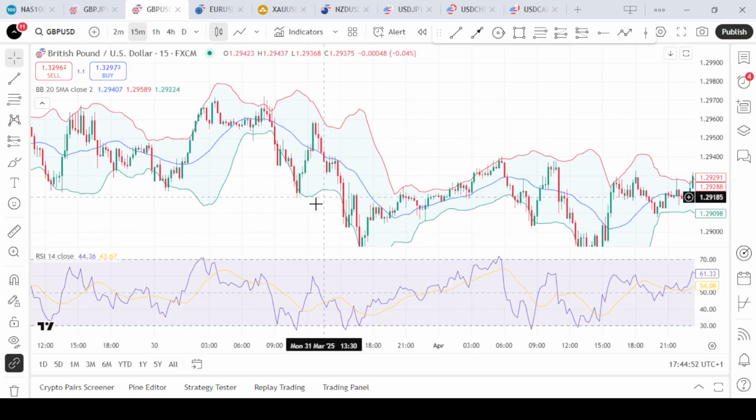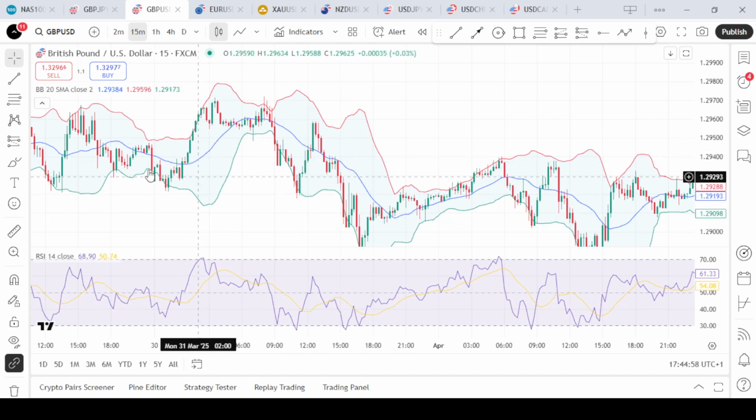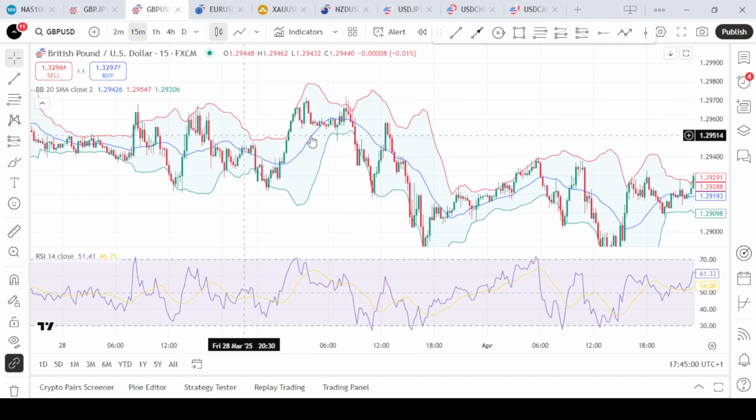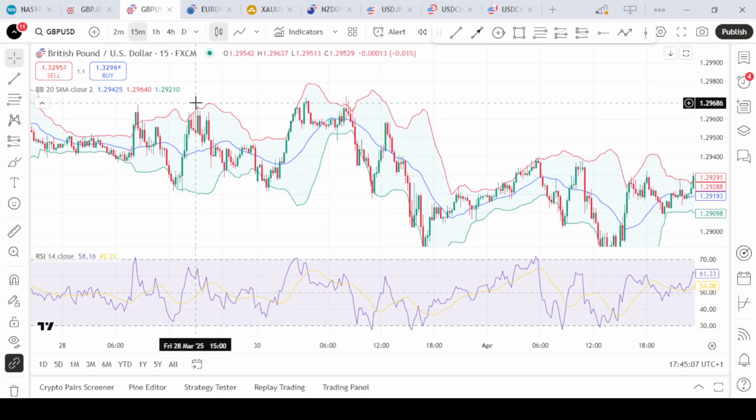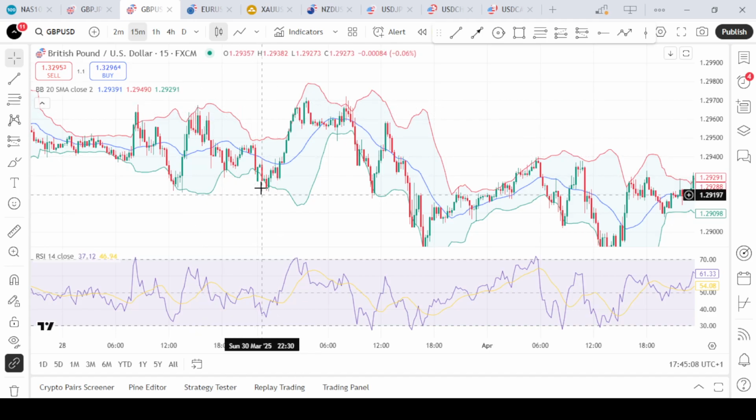The second step is to always identify the market condition. You have to determine if the market is ranging or trending. As you can see in this area we use as an example, it is in a ranging market. The market is moving side by side. That's why we are able to take trades that are bouncing off the upper band and bouncing off the lower band.